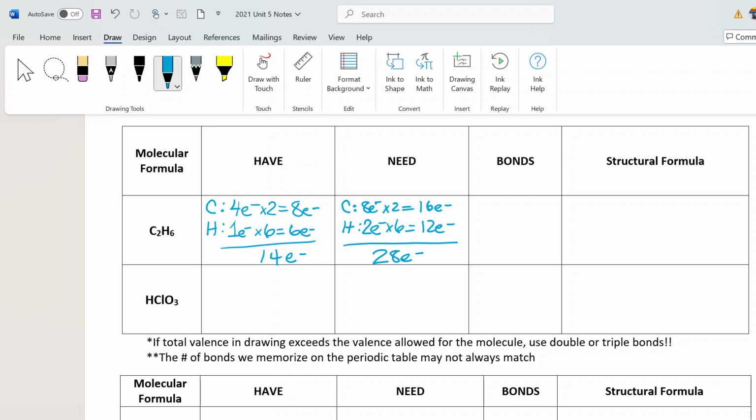Okay, so now bonds: I get 28 minus 14 divided by 2, and that gives me 7 bonds. In this case, carbon is going to be bonded to carbon in the center. Hydrogen must be an element on the outside. So we're going to bond hydrogens all the way around the carbons, like so.